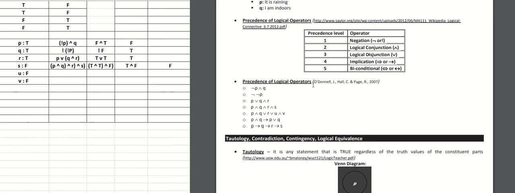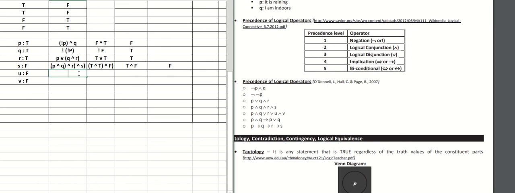Let's have this one here. We have the same operators again. We have two AND operators, and we have two OR operators. Based on the precedence of logical operators, we first get the truth value of the logical conjunction. That means we first get the P and Q and U and V at the same time. Now it will look like this. Open parenthesis, P and Q.